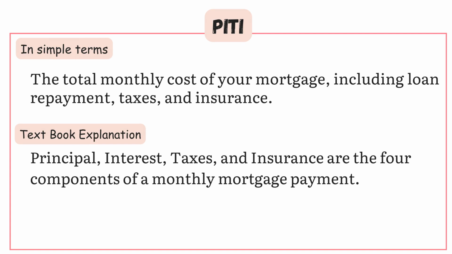PITI. In simple terms, it is the total monthly cost of your mortgage, including loan repayment, taxes, and insurance. As per textbook definition, PITI is principal, interest, taxes, and insurance, the four components of a monthly mortgage payment.